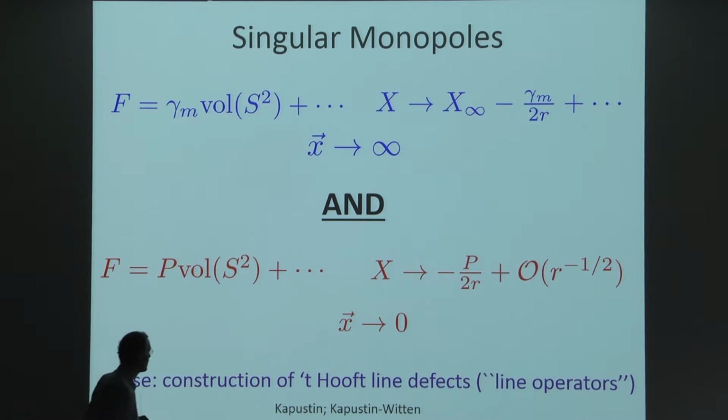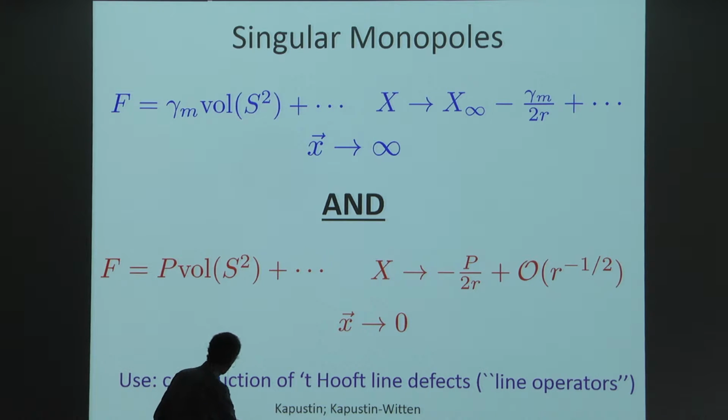Now this is used in the construction of 't Hooft line defects. Everybody else calls them line operators, but they're not operators on anything, so I call them line defects. And they were very important in an important paper of Kapustin's and played a crucial role in the paper of Kapustin and Witten on the geometric Langlands program. So what's an example of a singular monopole?